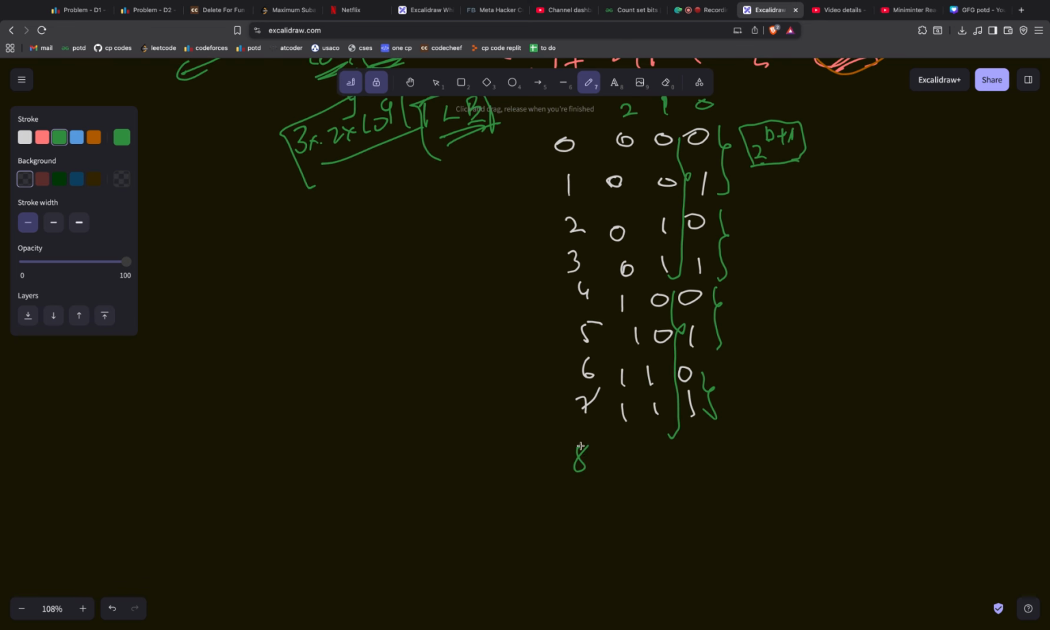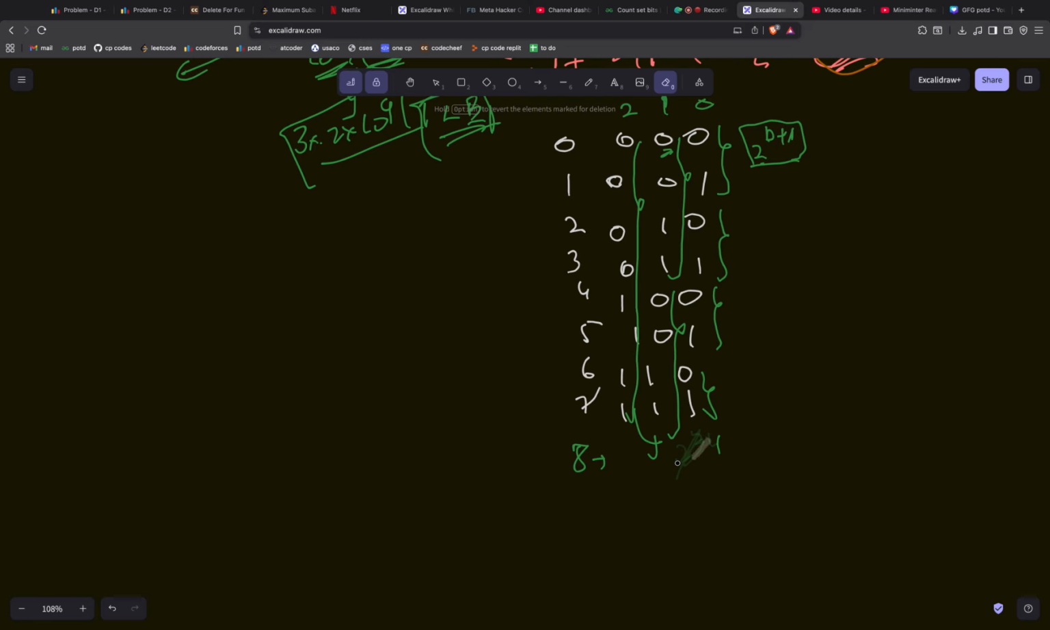Again, if we write down 8 here, this would be 1000, and this is the same as this, and it would get repeated again. Then similarly here, this forms a group of size 8, that is 2 raised to the power 2 plus 1, which is 2 raised to the power 3.